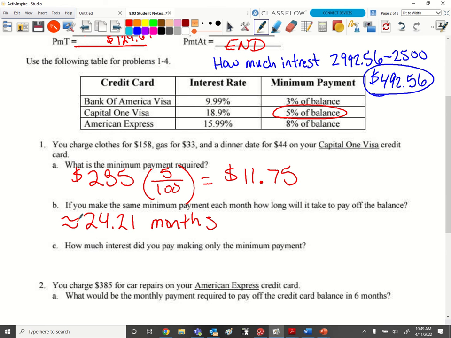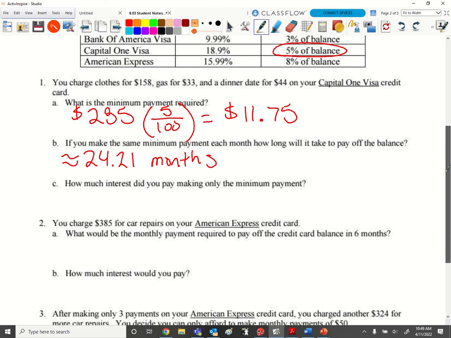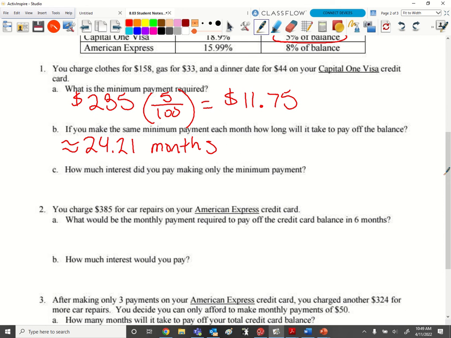Now, to figure out how much interest you pay, it's going to be like this. We're going to do this, it's called TAP. Oh, yeah, it's TAP. Total amount paid. So TAP is total amount paid. To figure out the TAP, I take my monthly payment times my N. In this case, the N value from the calculator was 24.21, and my payment amount was 11.75.